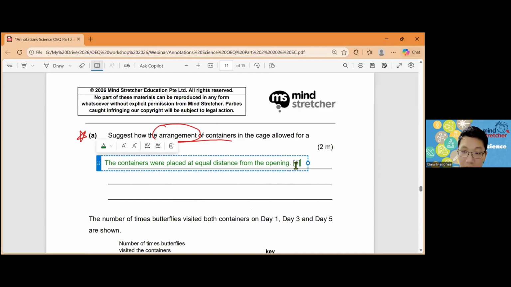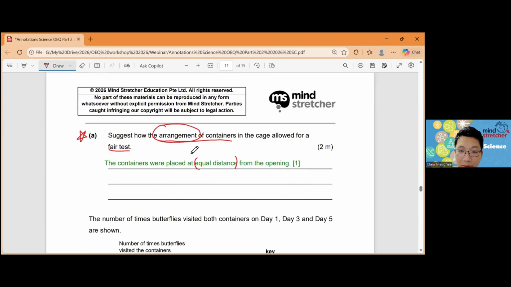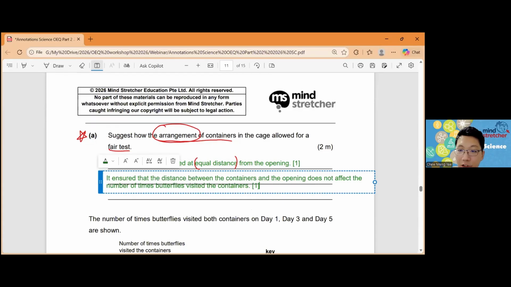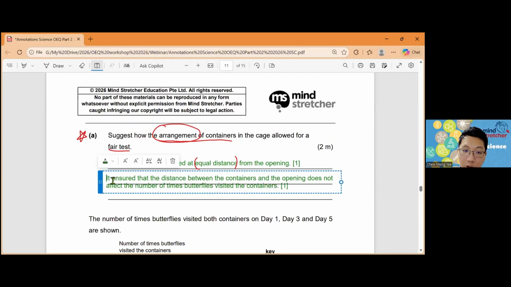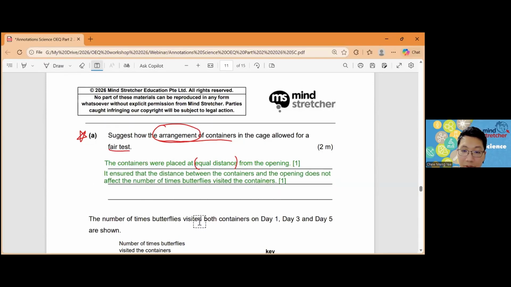Your first mark. So you identify what is being kept the same, then talk about how this ensures a fair test. So this is the constant variable, distance. Then the second part, explain. So what does it do? How does it ensure a fair test? It ensures that the distance does not affect the number of times. So basically use the template. This is the template.